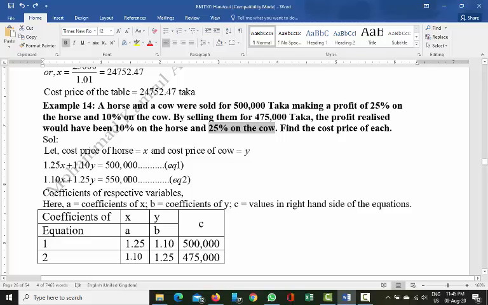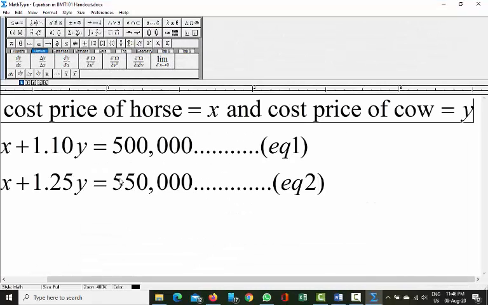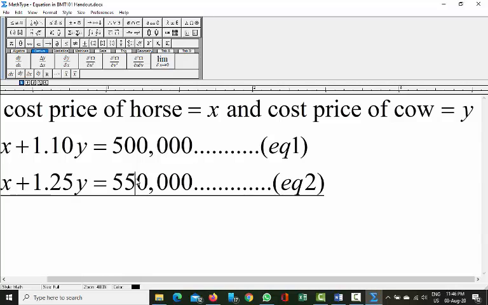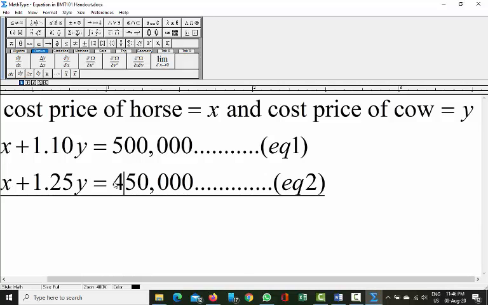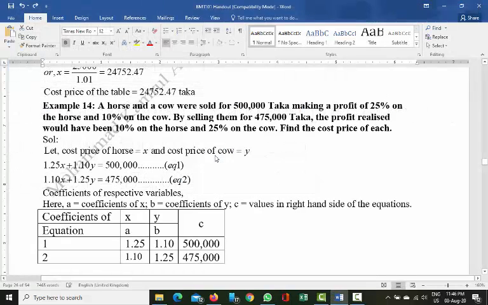And the total will be 475,000 taka. So by selling them at 475,000 taka. Here is a slight mistake. This is 475,000.